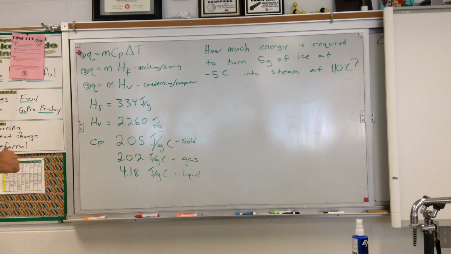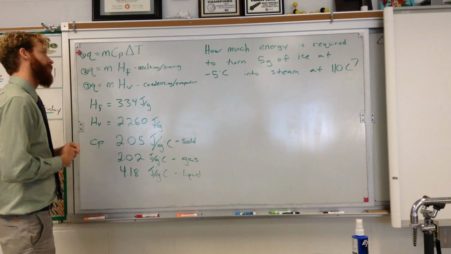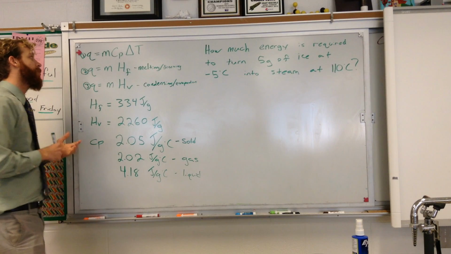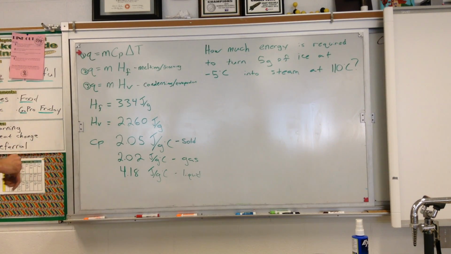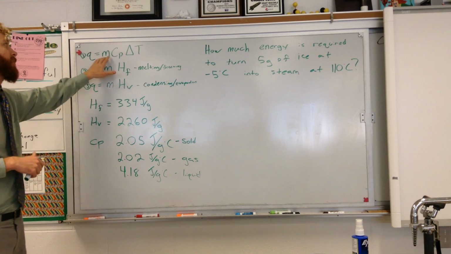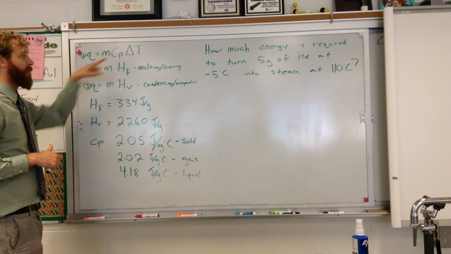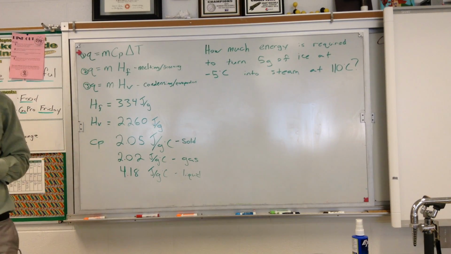Q, the unit for Q is joules. Joules is a measurement of energy. So for the first equation, Q equals mCp delta T. M is going to be our mass. So mass is important. Cp is specific heat. How do you find the specific heat? The specific heat will normally be given to you.